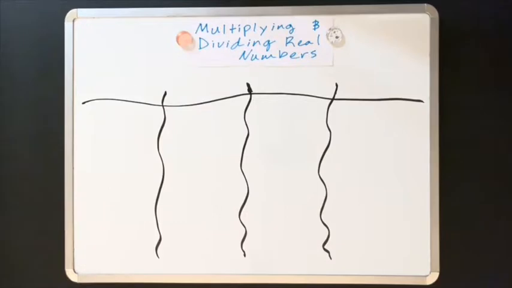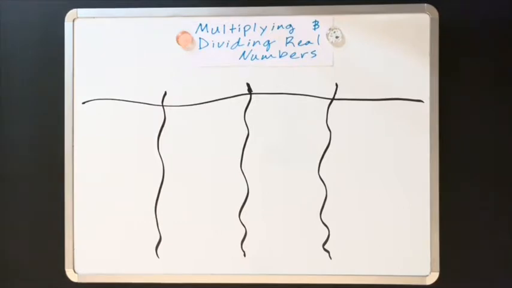Today, we're going to talk about how to multiply and divide real numbers. Now first, let's talk a little bit about what real numbers are. So real numbers, you can think about it, are numbers that can be written on a number line. That includes positive and negative numbers, whole numbers, and fractions. So we're going to be dealing with multiplying those kinds of numbers. So let's go ahead and get started.